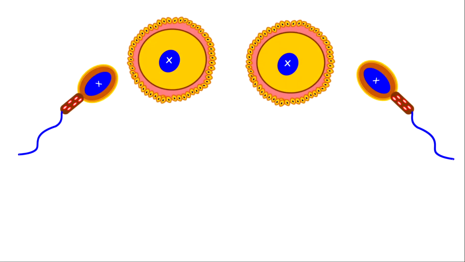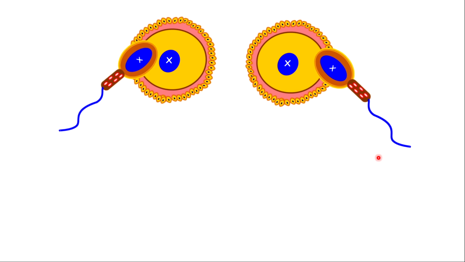Let's look at this other example. Now you have two egg cells and two sperm cells. However, in these sperm cells, you have an X chromosome. Now what is the possibility of forming right here? If you're thinking non-identical girls, then you're absolutely correct.